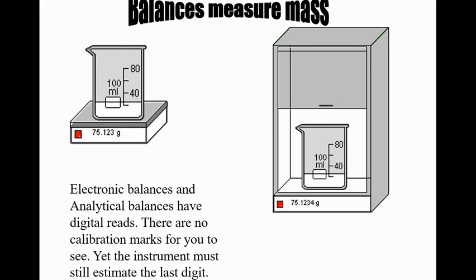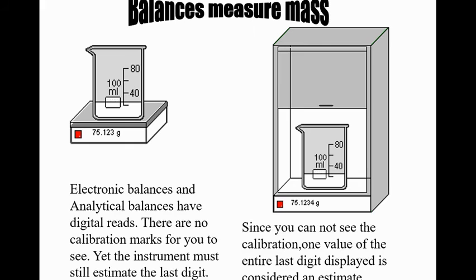We will be using balances tomorrow too. I just need you to be careful when you're reading the mass on a balance that you write all the digits down that are on the balance. There's no calibration marks for you to see, but the instrument is still calibrated. And because there's always a decimal point in there, the trailing zeros are always significant. Leading zeros are not significant, but you need to write down every digit that is on your display. Units will be in grams for our balances.